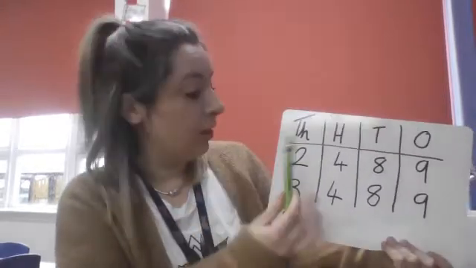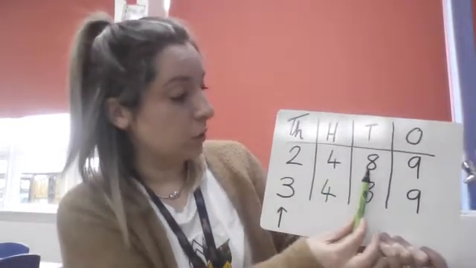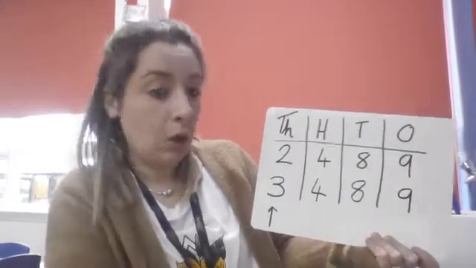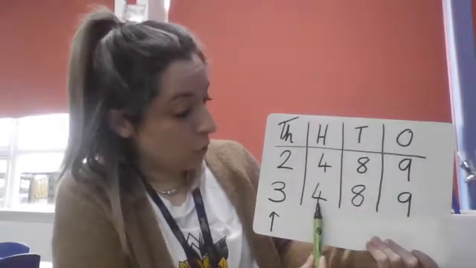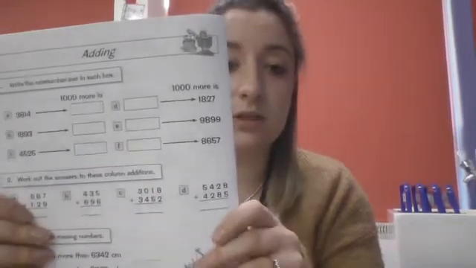1,000 more than 2,489 would be 3,489. Now in your books, you have got 6 questions for you to complete, and these are all 1,000 more. Okay, so you can see it says 1,000 more. You're going to complete section 1 and pause the video. When you finish section 1, you're going to press play, and then we'll move on to section 2 of your learning.